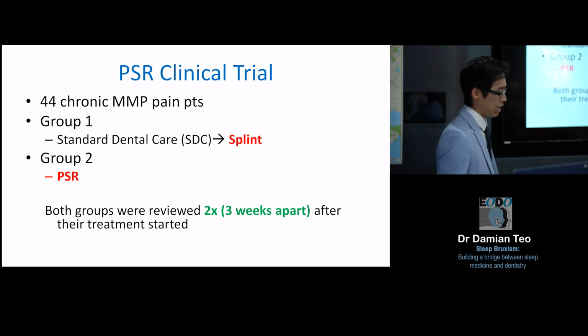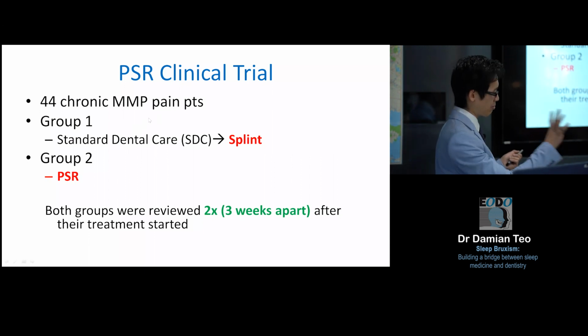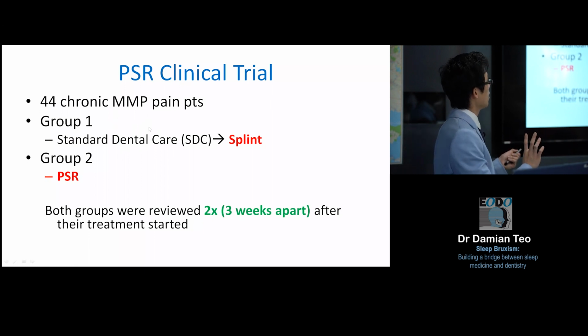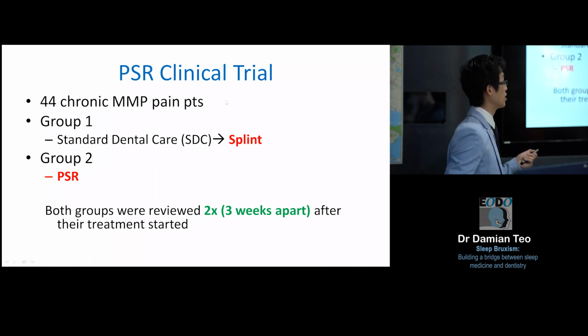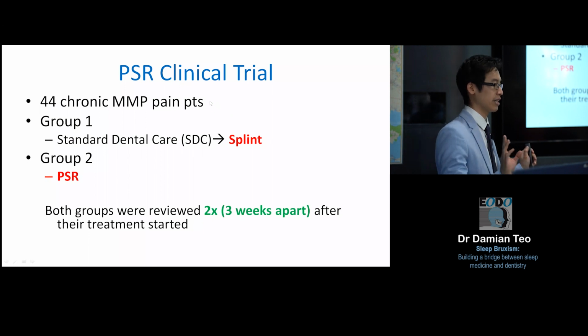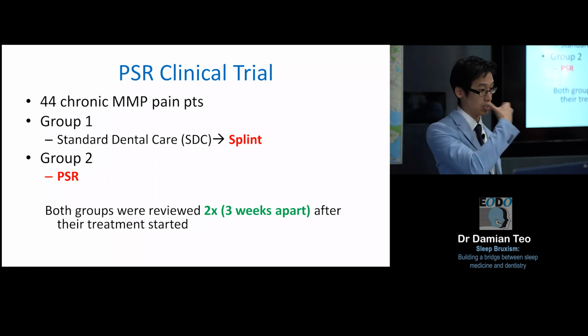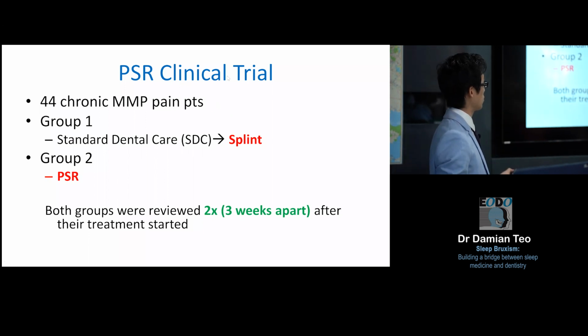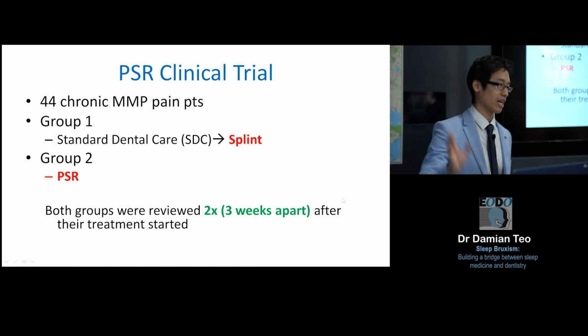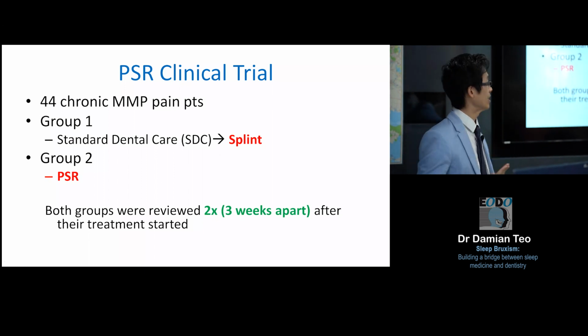So in the clinical trial for PSR therapy, they had 44 patients with masticatory muscle pain. And they separated them into two different groups. The first group was standard dental care, or the SDC group. And this group, they only gave them a splint. They did nothing else. No education, just a splint. With group 2, they did PSR therapy, which is all education, teaching about posture, breathing, sleep, etc. And they reviewed both of these groups twice after their treatment was started.